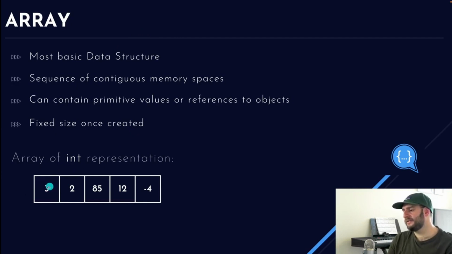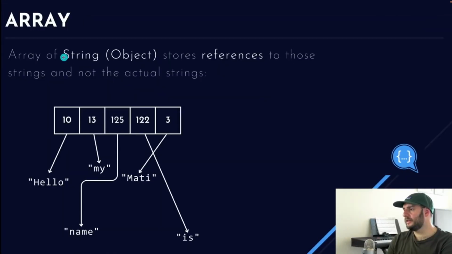Here's an example of how we represent an array of integers. Here's 5 integers, one beside the other. In the case of an array of strings, because strings are objects, this is how they are stored in memory. The array will have references to these strings, but it won't have the strings themselves stored inside the array. So this is how it would look in memory. You would have the contiguous spaces of memory here, and those will be the references to the different strings in memory.